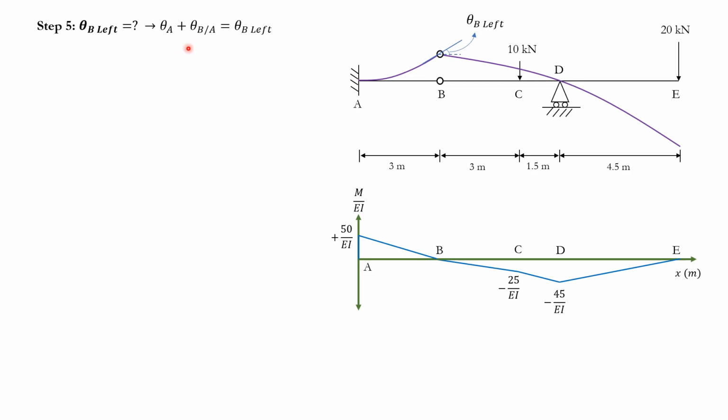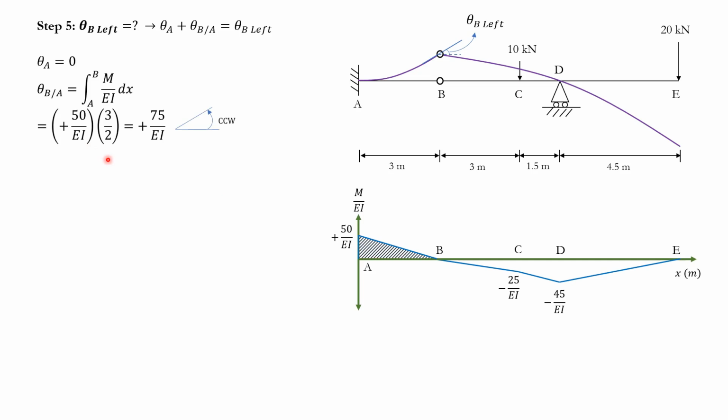So the only thing I need to know in this case is just this theta B with respect to A. I know theta A is 0, and theta B with respect to A, according to the theorem, is the integration from A to B of the M over EI diagram, effectively the area under the M over EI diagram between A and B. And from there, it's just this hatched area.